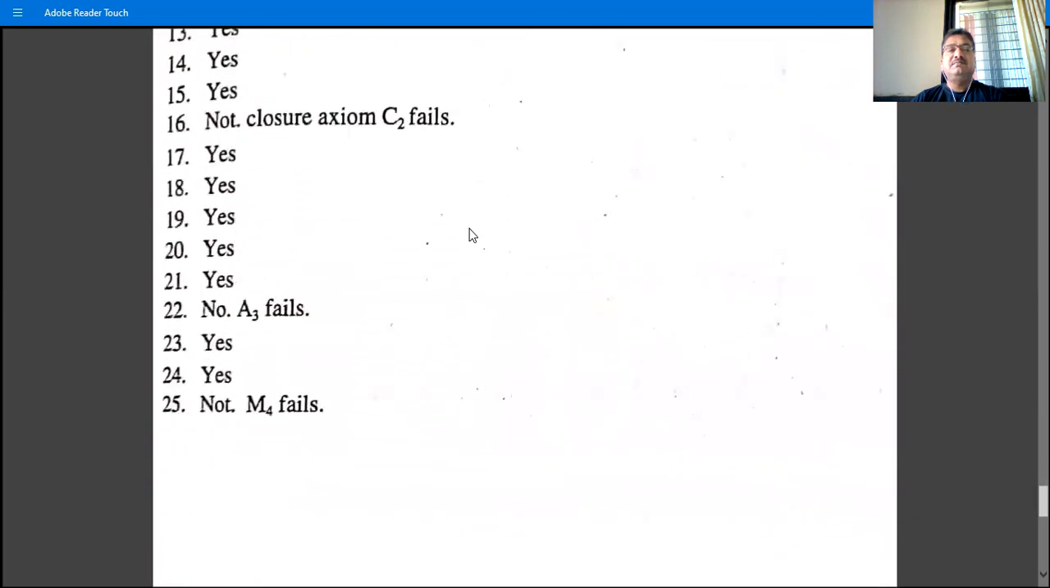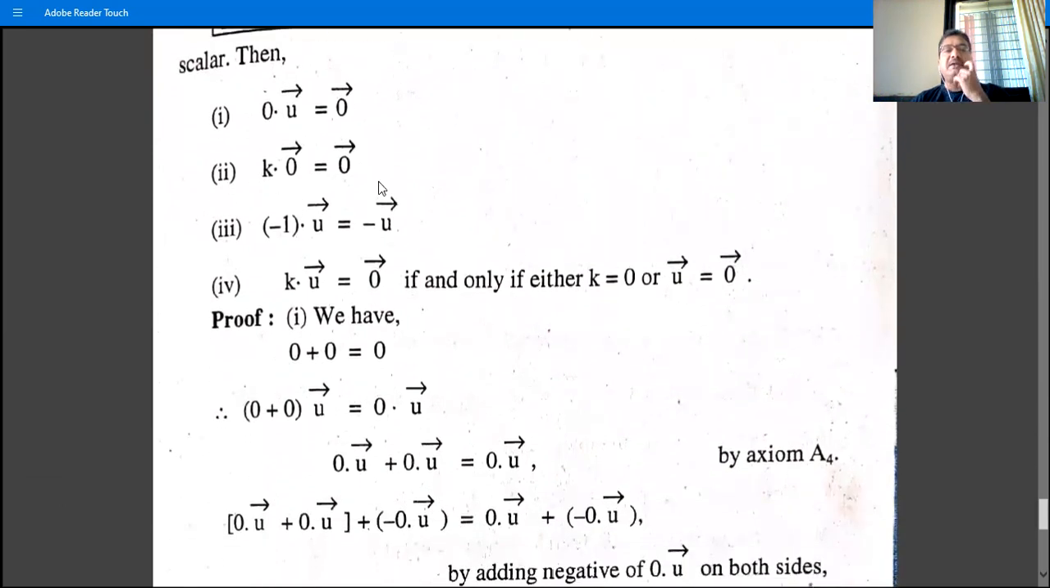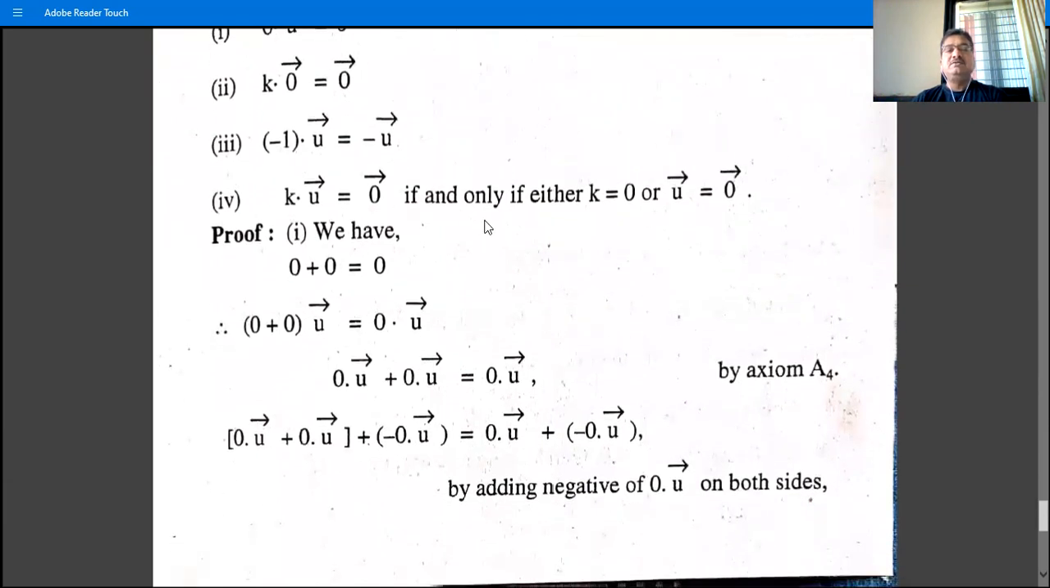Answers are given. Next is the theorem on some properties of vector spaces. V is a vector space, u bar is a vector in V, that is, an element of the vector space V, and k is any scalar. Then we have to prove: 0 times u bar is 0 bar; k times 0 bar is 0 bar; minus 1 times u bar is minus u bar; k u bar is 0 bar if and only if k is equal to 0 or u bar is equal to 0.